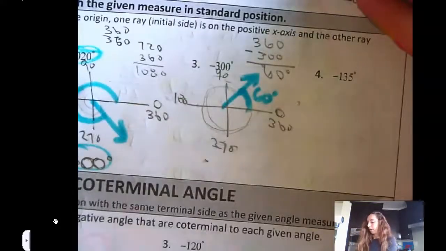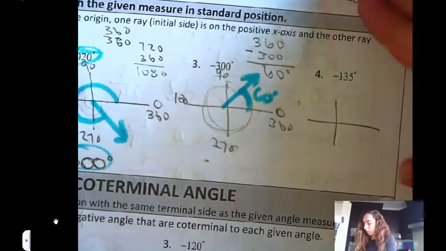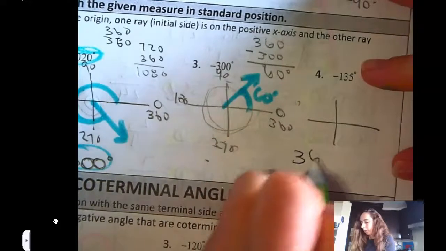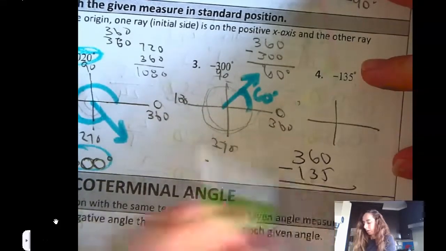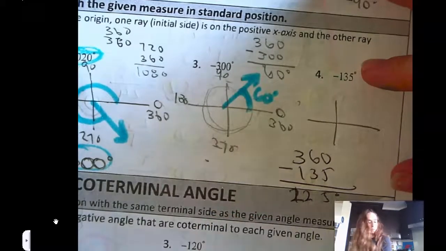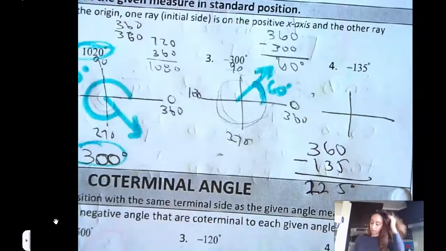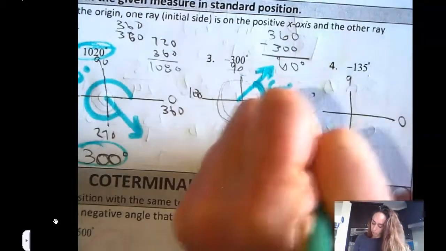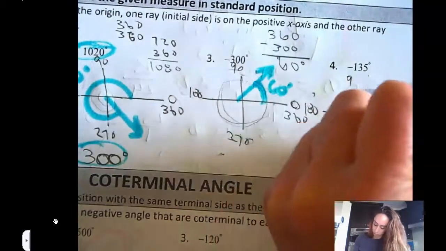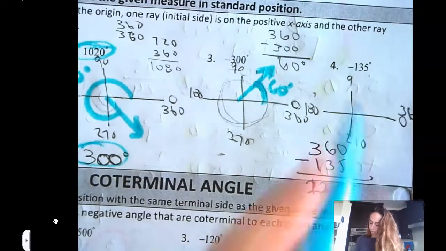Okay, so now let's look at number 4. Number 4 is living in a negative world. Do you think I want to live in a negative world? I choose not to as much as possible. So what can I do? I can add 360. I know how to subtract, and I get 225. So for my own sanity, until I'm really good, I'm going to write this. It makes it easier for my brain, less thinking. 225 is somewhere over here.